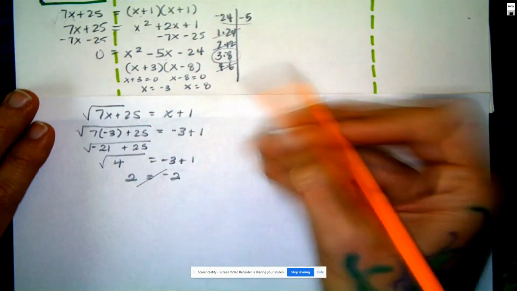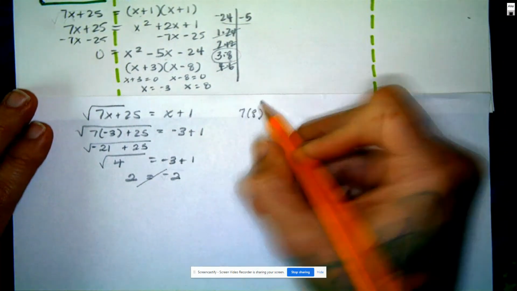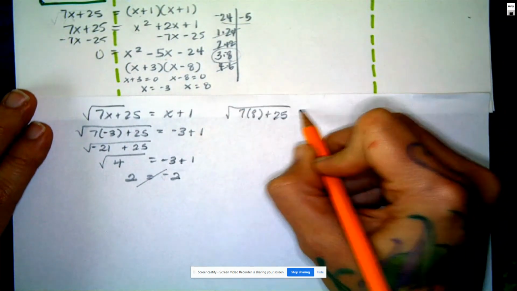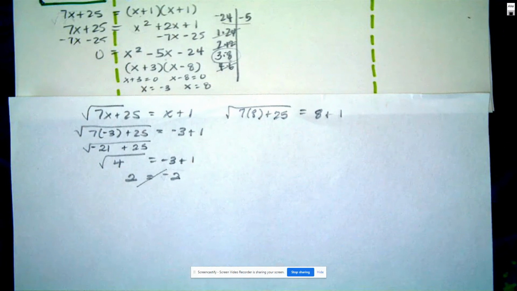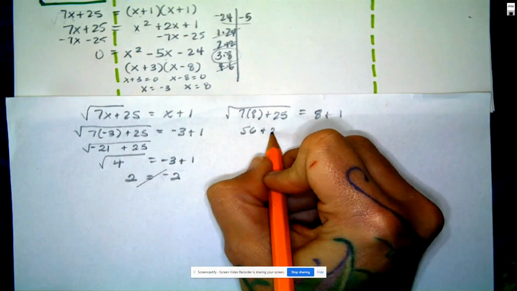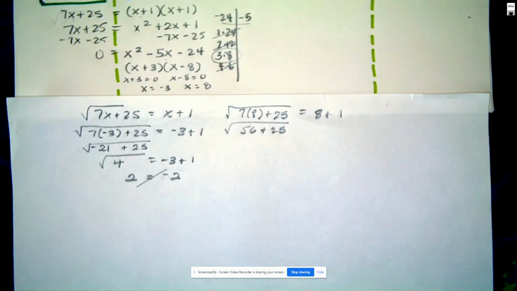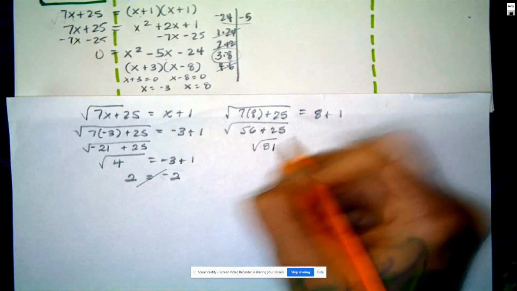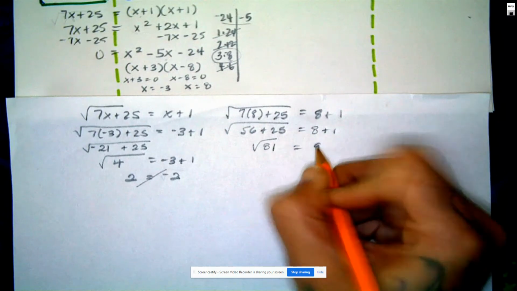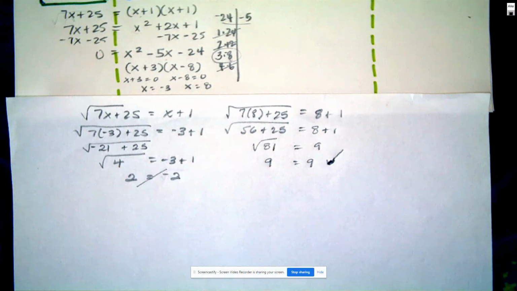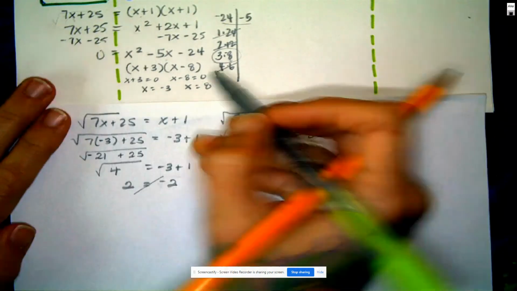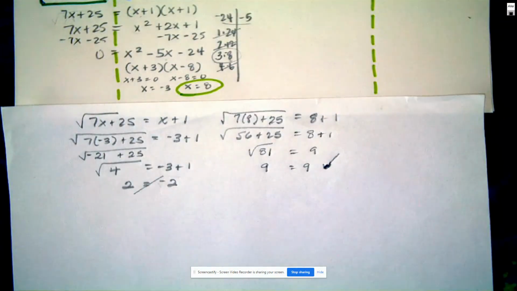If we try our 8, so 7 times 8 plus 25 equals 8 plus 1. So 7 times 8 we know to be 56 plus 25 is 81. So it's the square root of 81. Square root of 81 is 9, which is 9. So that answer is good to go. So 8 is perfect. Negative 3 does not work to make this true. Okay, so we are going to use our 8 answer. So the only answer you would put into Desmos would be that 8. Okay, so we'll try the next one.